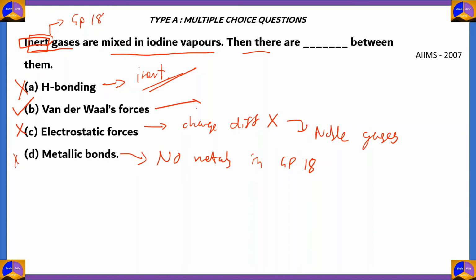The specific kind of van der Waals forces that affect noble gases are known as London forces. So these van der Waals forces can occur between any two substances, whether charged or uncharged. So if inert gases are mixed in any kind of vapors, they are held together only by van der Waals forces. So option B becomes the right option.